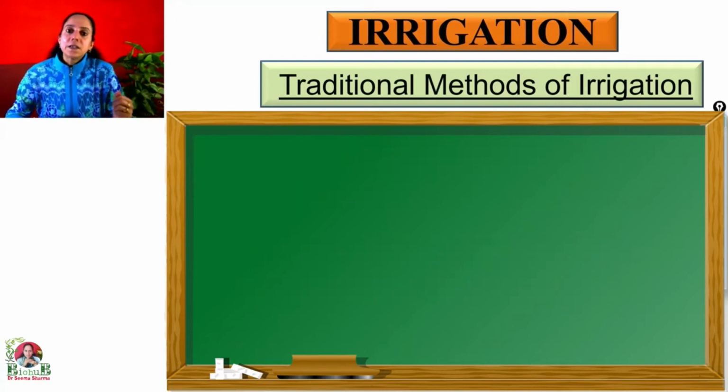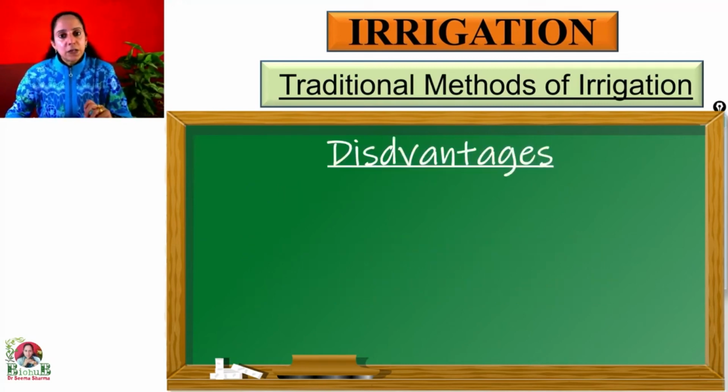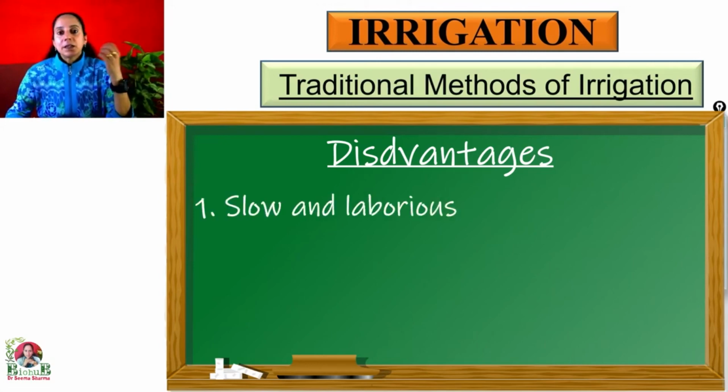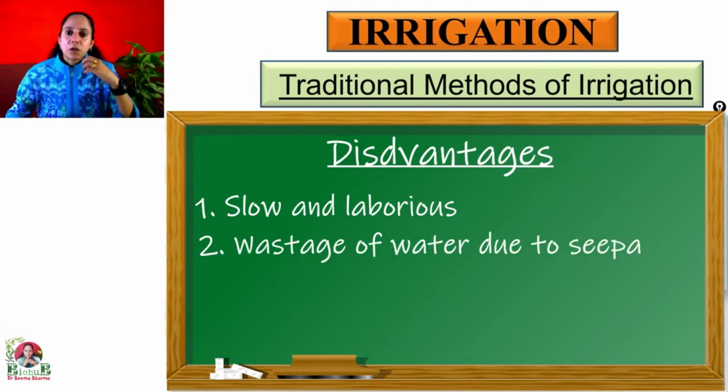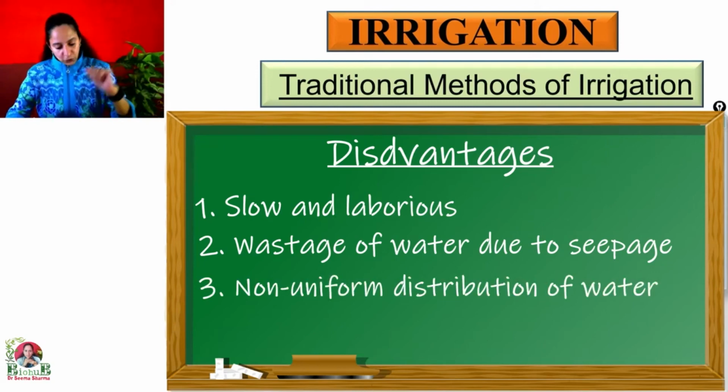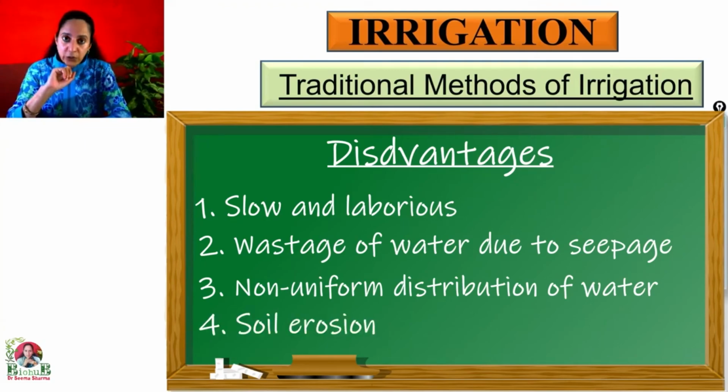But there are certain disadvantages of traditional methods of irrigation. These methods are slow and very laborious. Second, there is wastage of water because of seepage of water. Third, they are not helping in uniform distribution of water in the entire field. And fourthly, they are also leading to soil erosion. These disadvantages led to the development of modern methods of irrigation, which are better than the traditional methods in many aspects. Let's learn about those methods now.